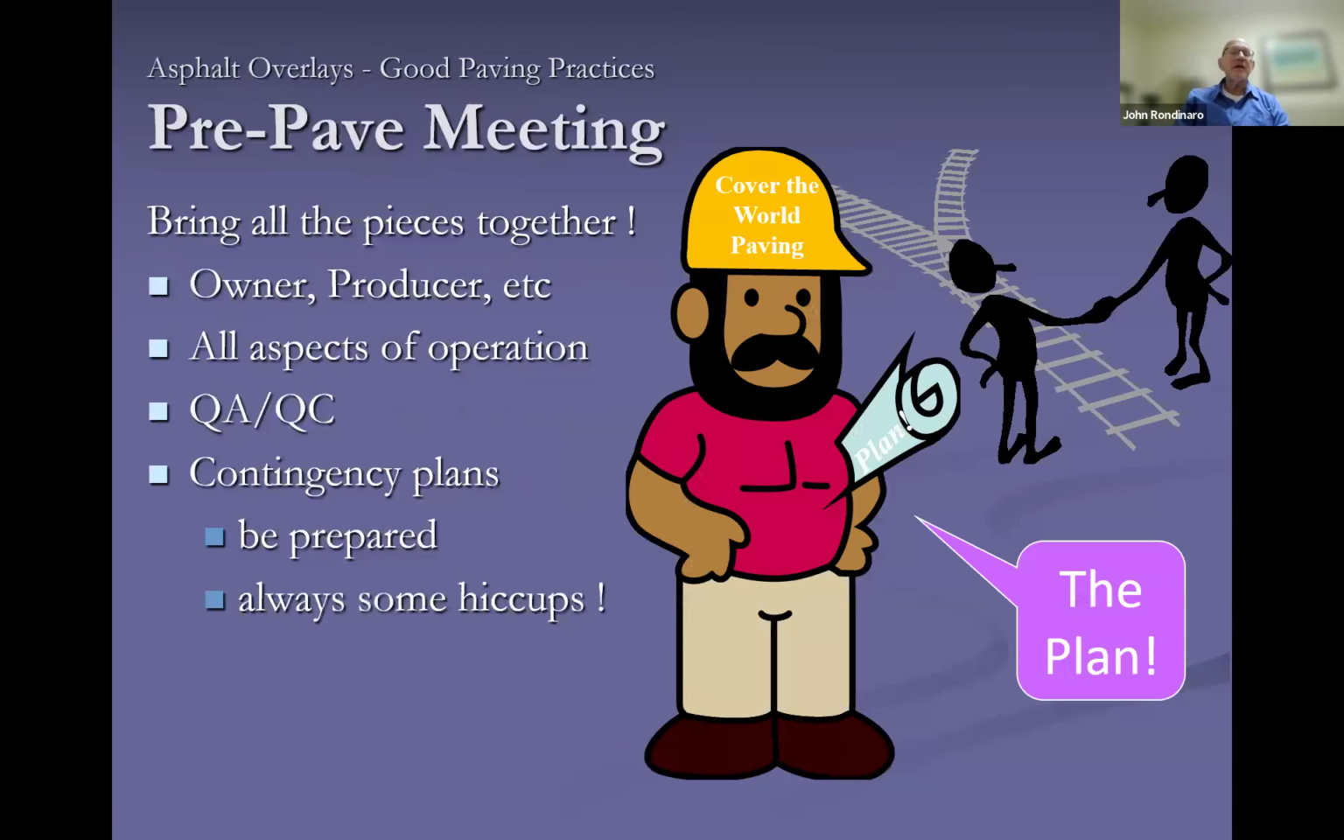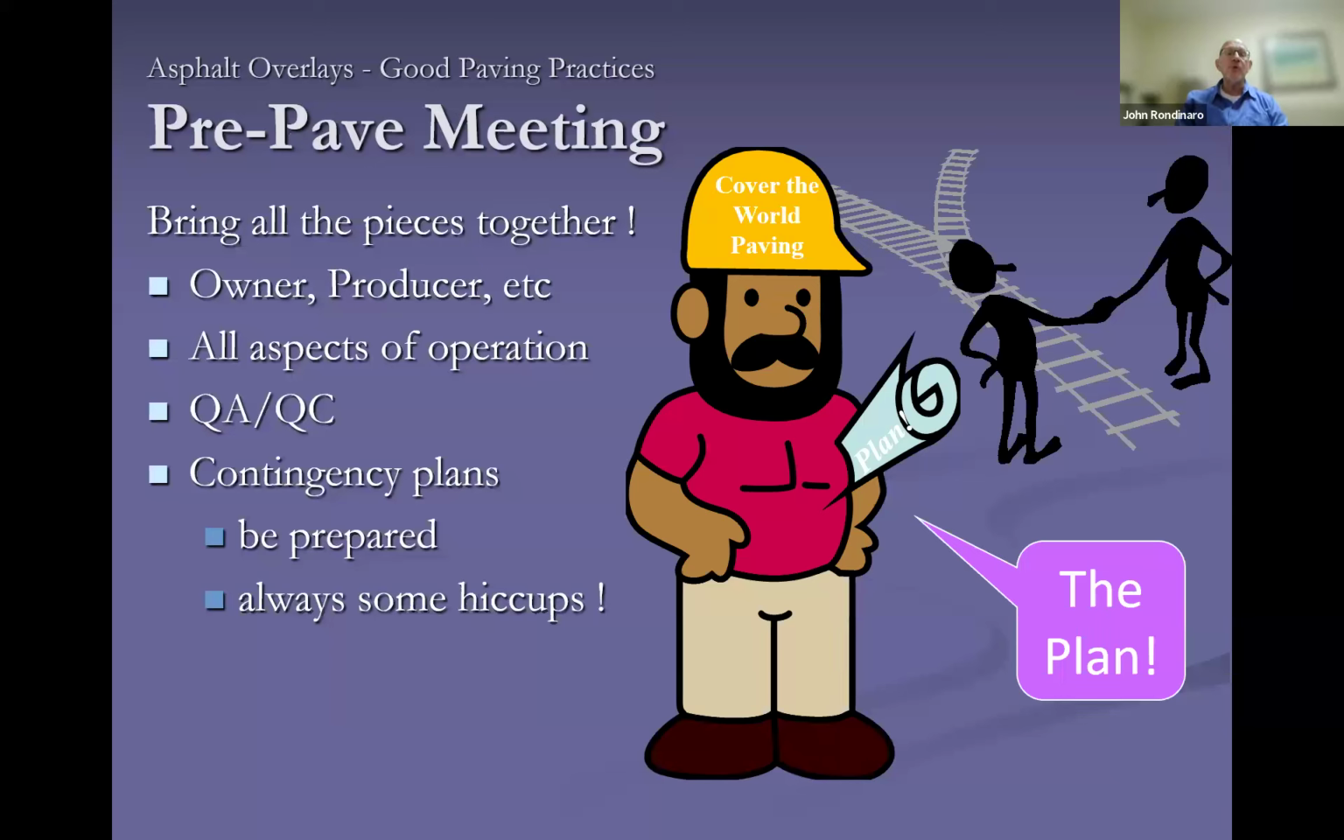And then really a key here is the pre-paving meeting. This is the chance to bring all of the pieces together. You're talking about bringing the owner, the producer, all of the suppliers, anybody that's got a piece of the action at the table talking about how are we going to conduct that paving operation. It's looking at everything from the production, hauling, delivery, what happens if, how are you managing your maintenance and protection of traffic, all of those aspects, who's responsible for what pieces of QA and QC.